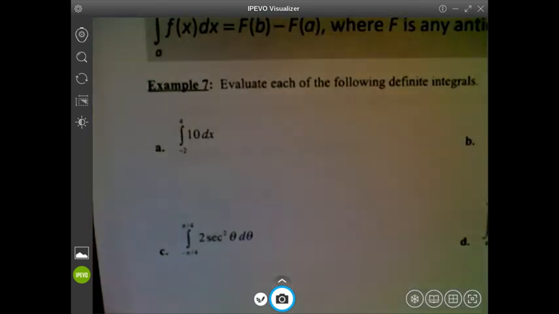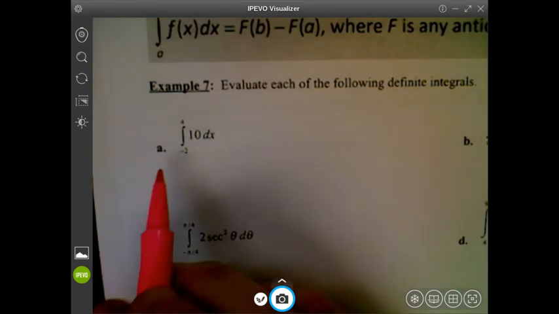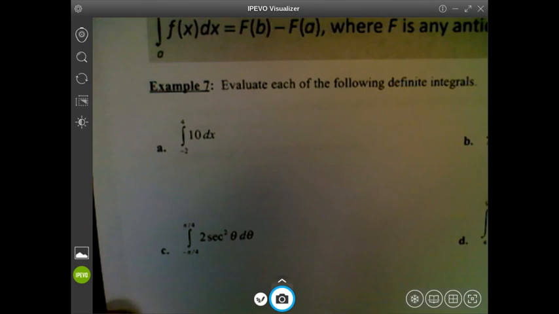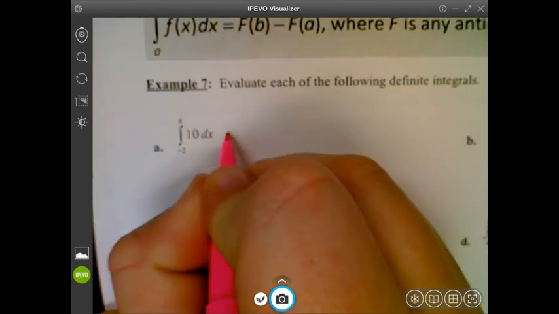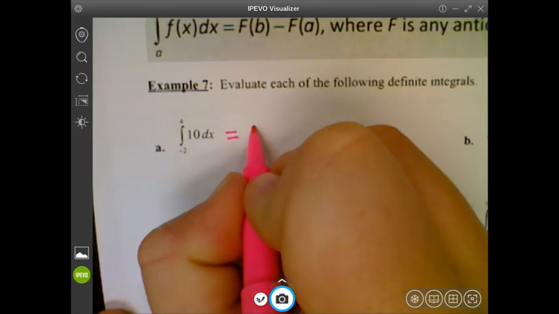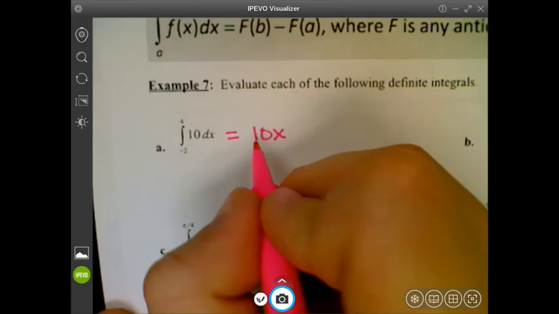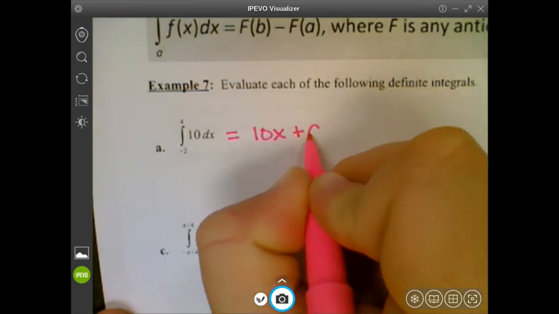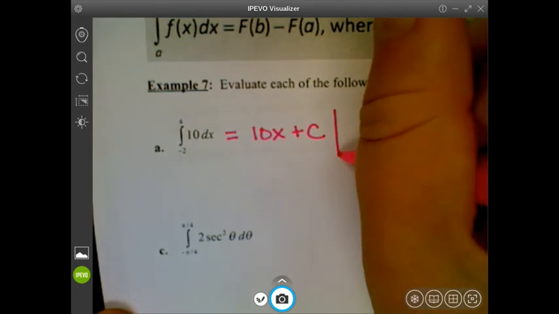All right, so we're going to go ahead and find the value of each definite integral. We talked about how to do it in terms of geometry. I know you could figure this out with geometry, but we're going to talk about how to do it algebraically. So the integral of 10 is 10x. And then technically it's 10x plus c, right? Plus a constant.